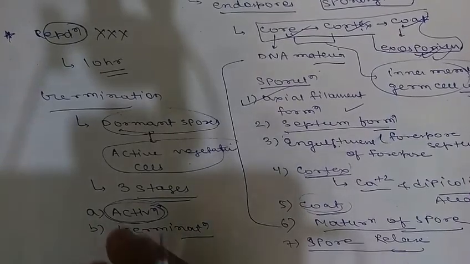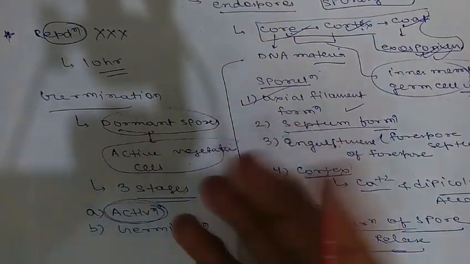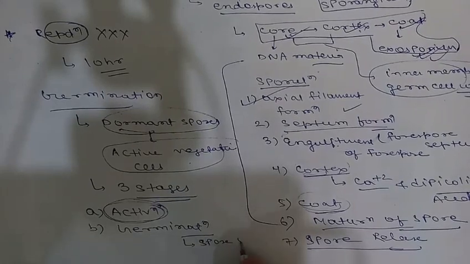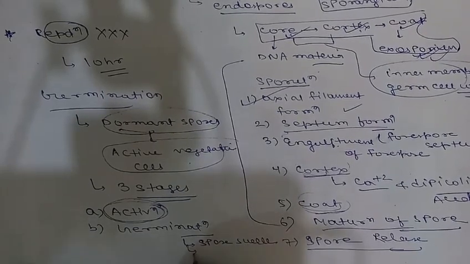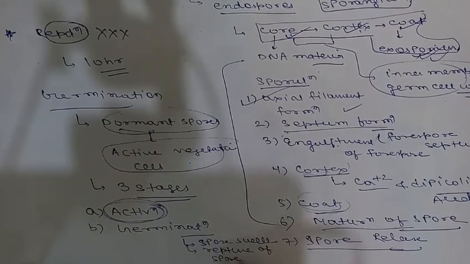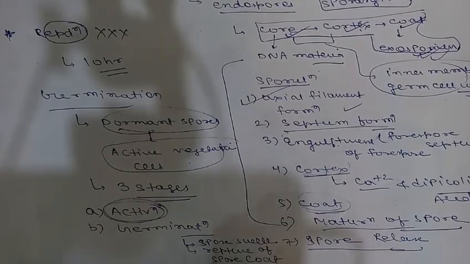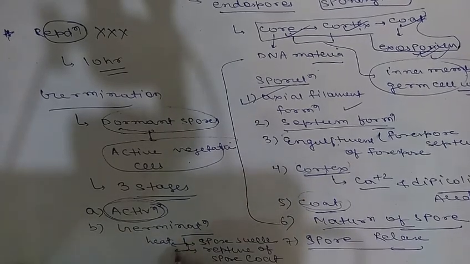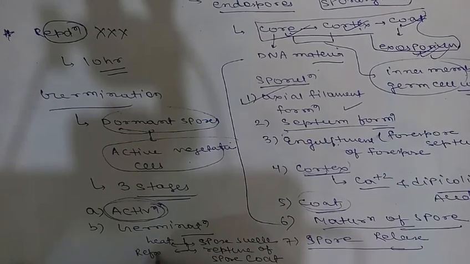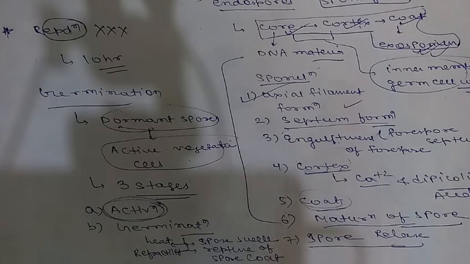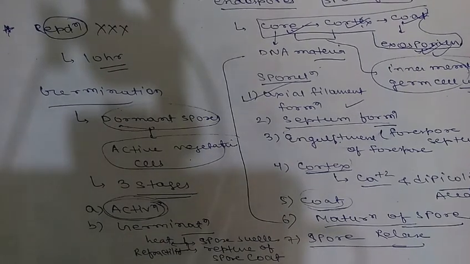It is the process of breaking the spore's dormant state, characterized by several features. That is spore swelling, then rupture of the spore coat, then loss of resistance to heat and other stresses, loss of refractility, release of spore components, and increase in metabolic activity. So this is under germination.